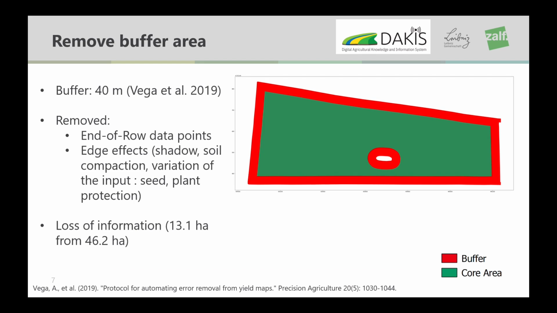The next step is the removal of all data points near the edge of the field boundary. With this, we remove all data points which are in the end of row area and which can hold faulty data points. At the same time, we also remove all data points that could have been influenced by the edge effect, shadows, soil compaction in the headlands, and varying of input. We used a 40-meter buffer for the removal of the buffer area, as this was slightly larger than the maximum working width of 36 meters used by the farmer. Unfortunately, a lot of information is lost with this step.